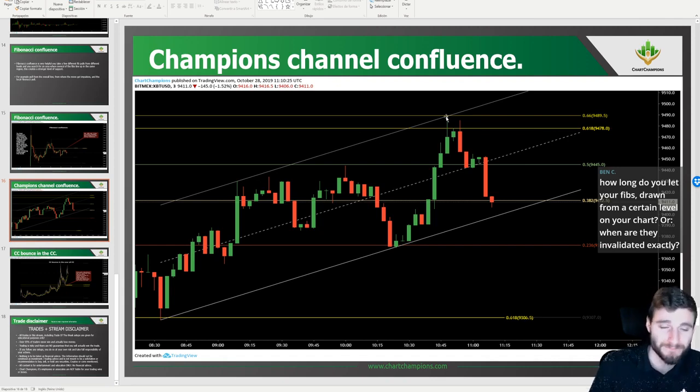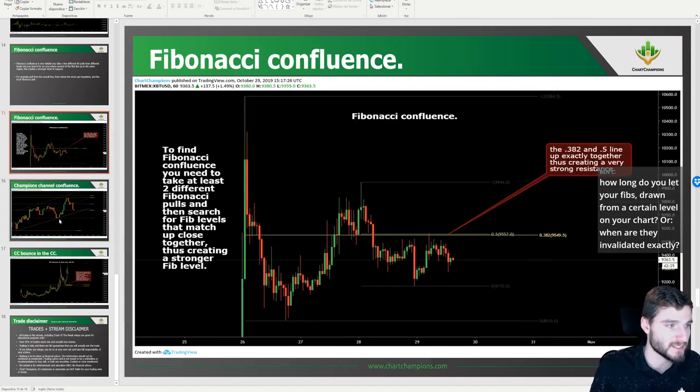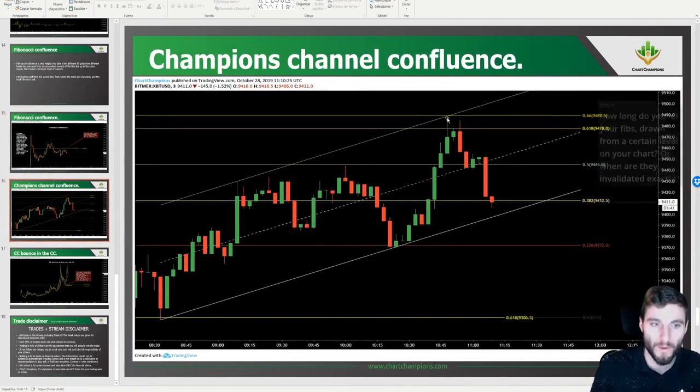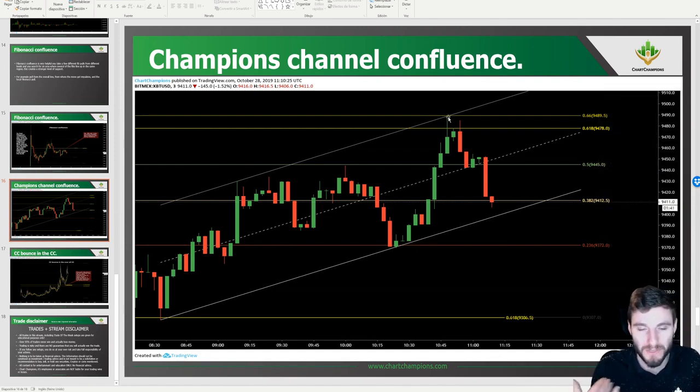resistance to be shorting. And it doesn't have to be Fibonacci confluence. This is an example of channel with 6.6 confluence, giving you a very strong region to be looking for a short, because that's a confluence of fibs and market geometry together.